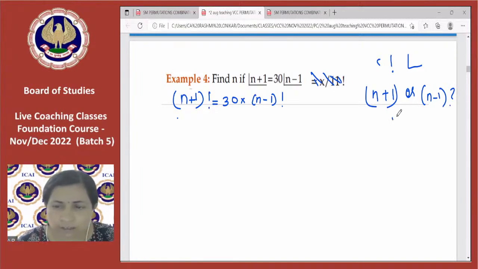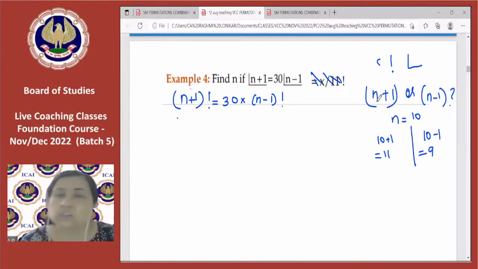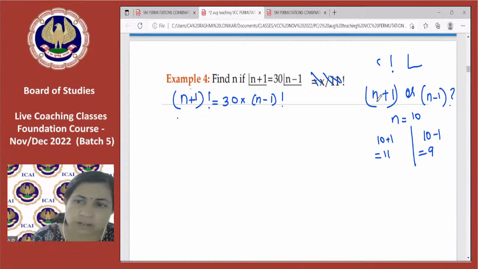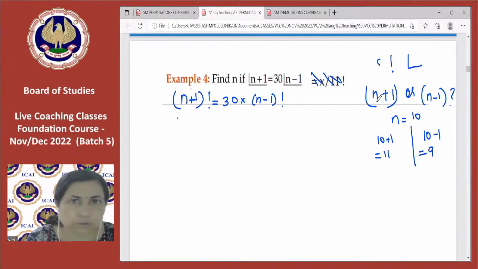When I am confused and don't know which is big, I will put n equal to 10 and see. Now what will happen if n is 10? This will be 10 plus 1, so this is 11. And here, 10 minus 1, which is equal to 9. So that means n plus 1 is bigger than n minus 1. So I will write n plus 1 up to n minus 1. So bigger number up to smaller number.